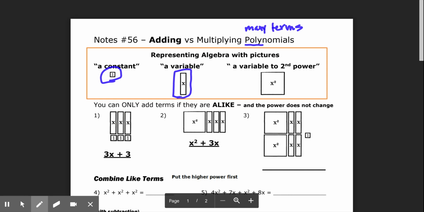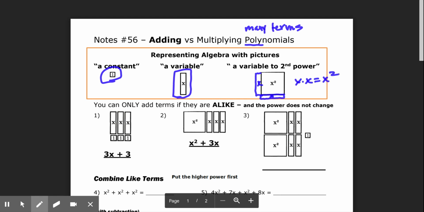And then a variable raised to the second power, because this would be x, this is an x this way, times an x that way. So basically x times x is equal to x squared.